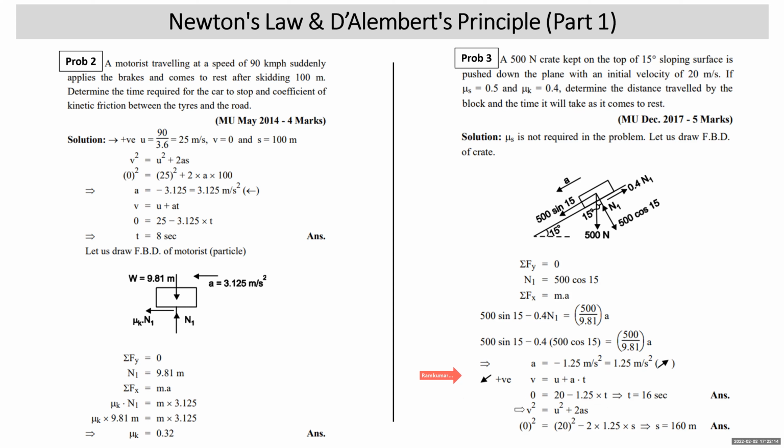T is 16 seconds. We want to find s, so we apply v square is equal to u square plus 2as. Although s is equal to ut plus half at square can also be applied. So when we apply v square is equal to u square plus 2as, v is 0, u is 20, right? Acceleration is known to be minus 1.25. So minus 2 into 1.25 into s. You get the value of s as 160.